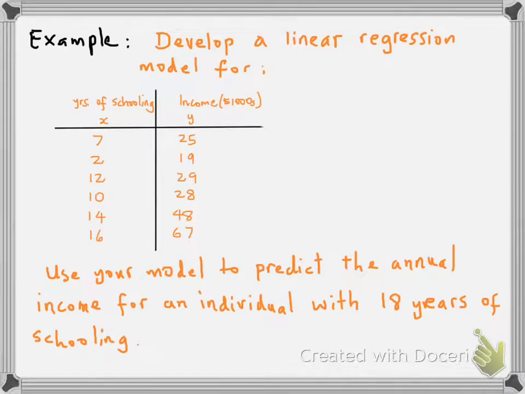So for example, we've seen this example before, the one where we calculated r, the correlation coefficient, the one I did with you in the previous video. But this time we are going to develop a linear regression model for that same data set, years of schooling versus income. And after we have created a linear model, we are going to use that model to predict the annual income for a person with 18 years of schooling. So that means that this person probably went to grad school. Maybe they have a master's degree or something like that.